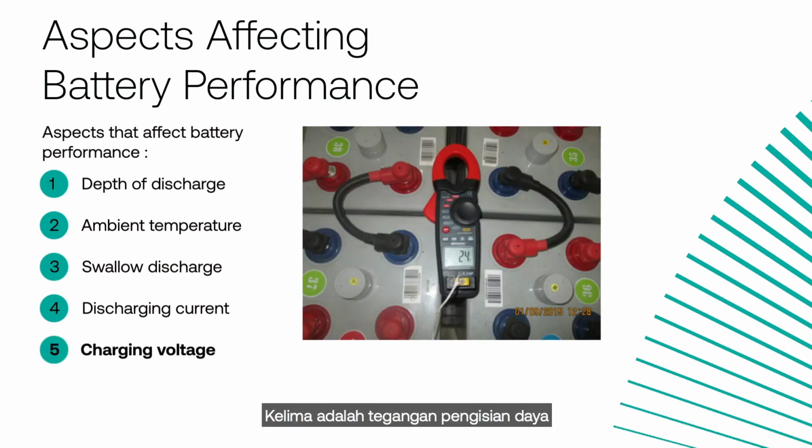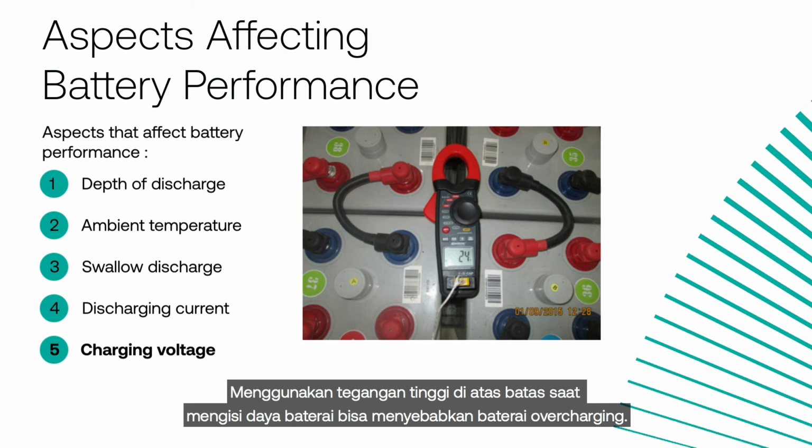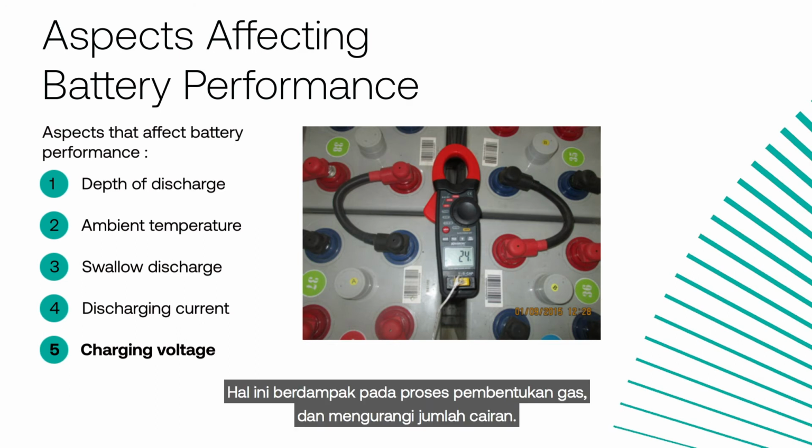Fifth is charging voltage. Use of high voltage that is above the set limit when charging the battery can cause battery overcharging. It can result in the process of gas generation, thereby reducing the amount of liquid.